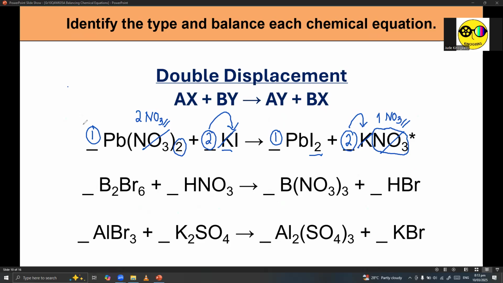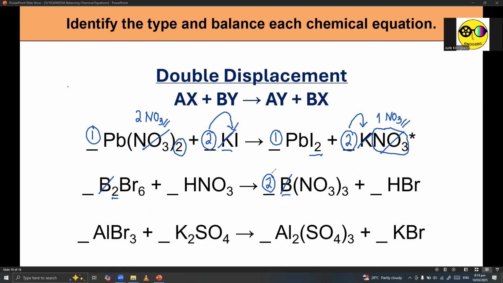Okay. Next, we have B2Br6 plus HNO3 becoming B(NO3)3 plus HBr. Kanina when we were practicing, no, although nag-start tayo with parentheses, I suggested na mag-start with letter B because that will lead you to more effortless balancing. Let's start with B or boron. You have two atoms of boron here, and you only have one here. So multiply B(NO3)3 by 2. Balance na si letter B.